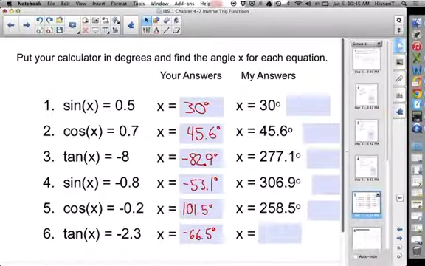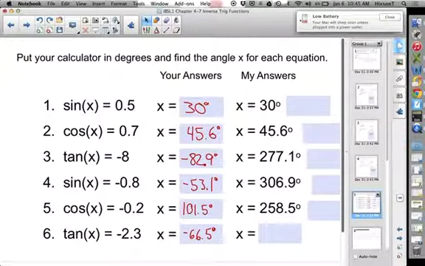Because sine is positive in the first quadrant and the second quadrant, right? So not only 30, but 150 is an answer that would give me a sine equal to 0.5. Cosine is positive in the first and fourth quadrant, so 45.6 and negative 45.6, or what would that be? 314.4. Those would both have cosine equal to 0.7.